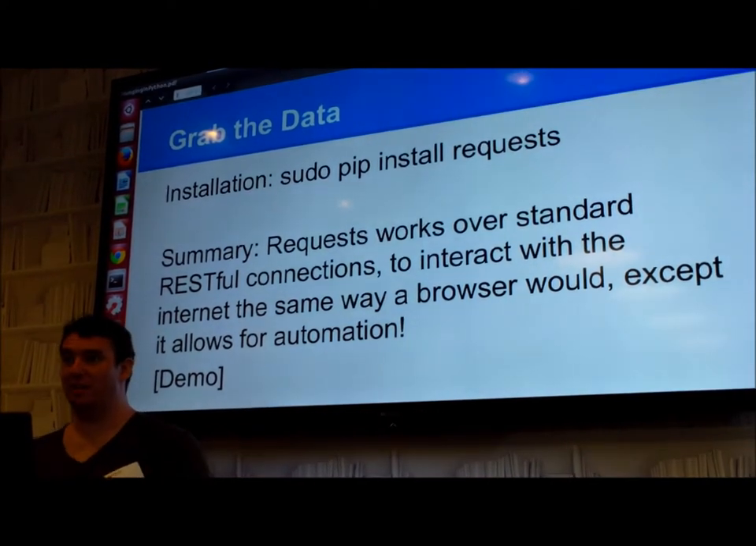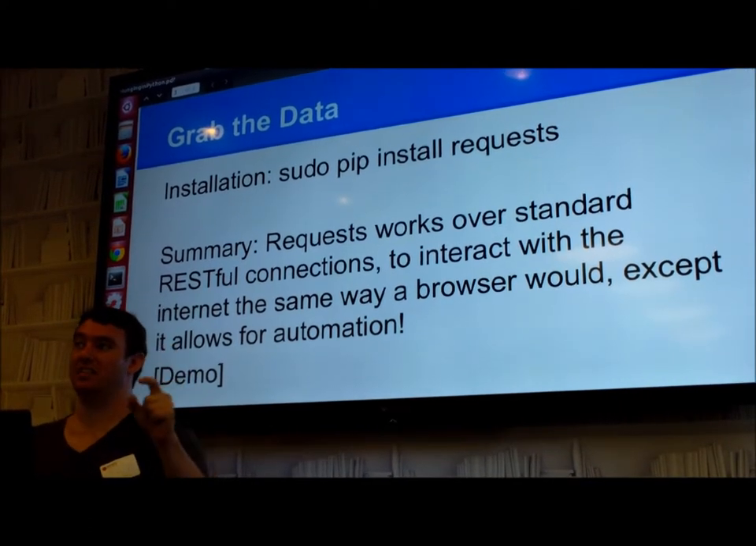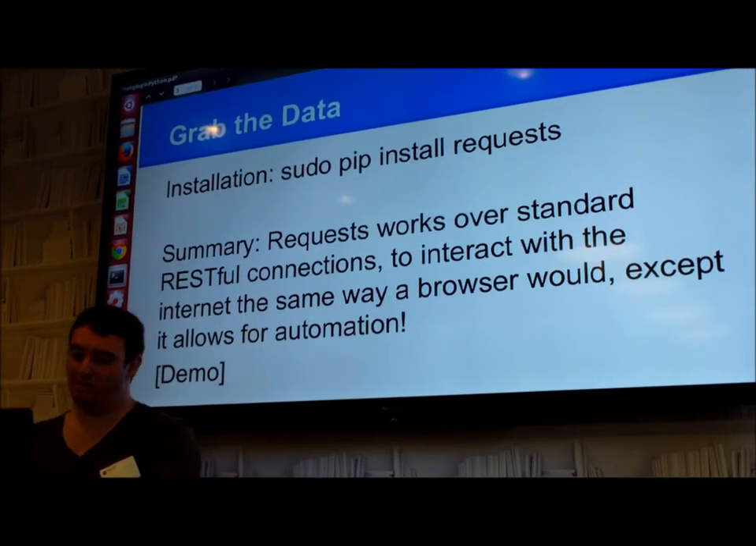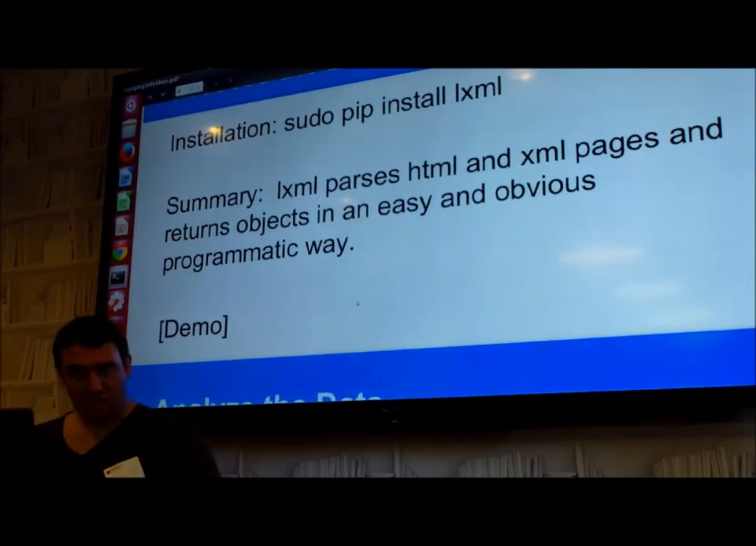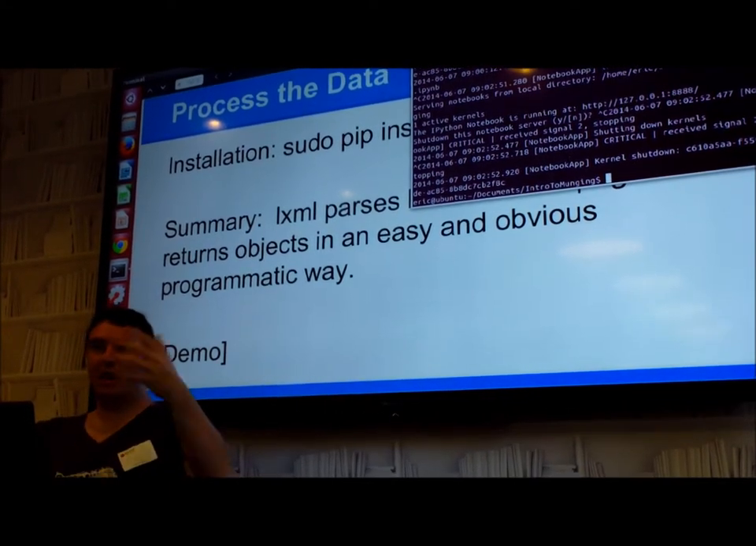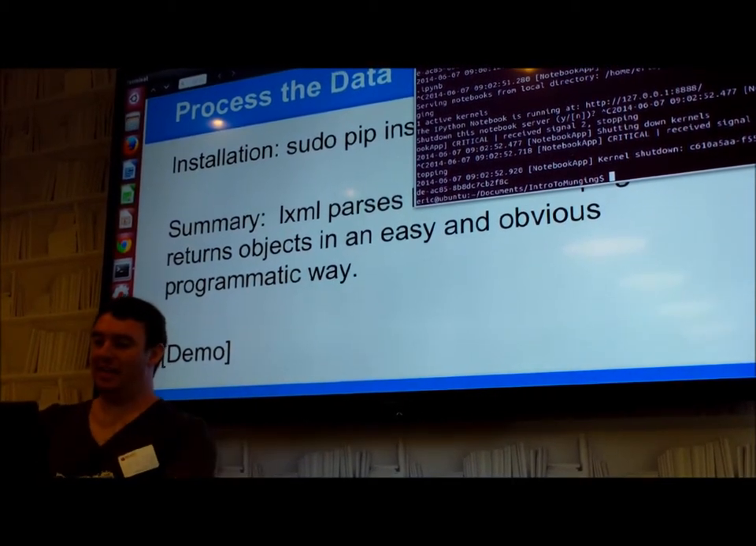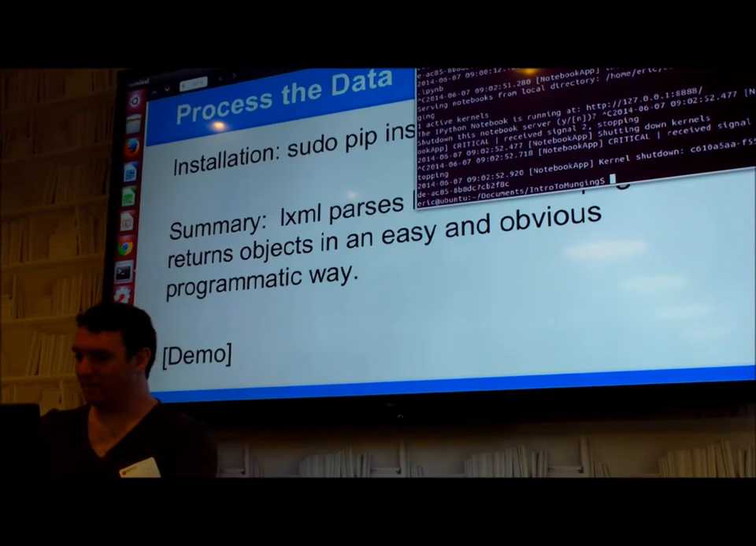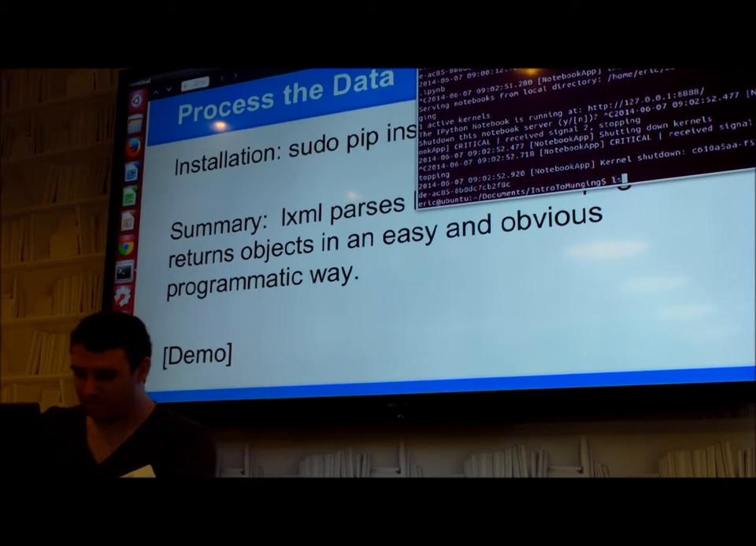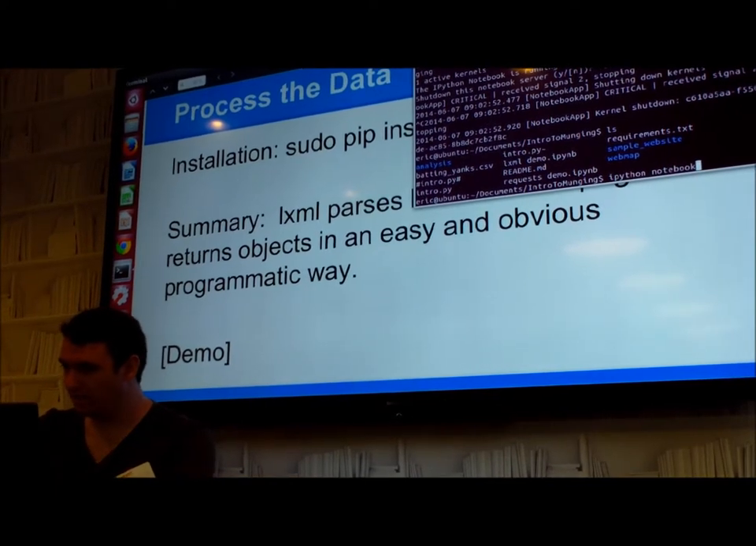So that's the requests library. They have great documentation, and I just covered a very small section of all the awesome things you can do with requests. Next, we're going to look at LXML, which is another really fun library. Once you have your HTML and it's unstructured, how do you structure it? Well, LXML is going to take care of all that for you because it's awesome and wonderful. So let's load that demo and show you how that works.